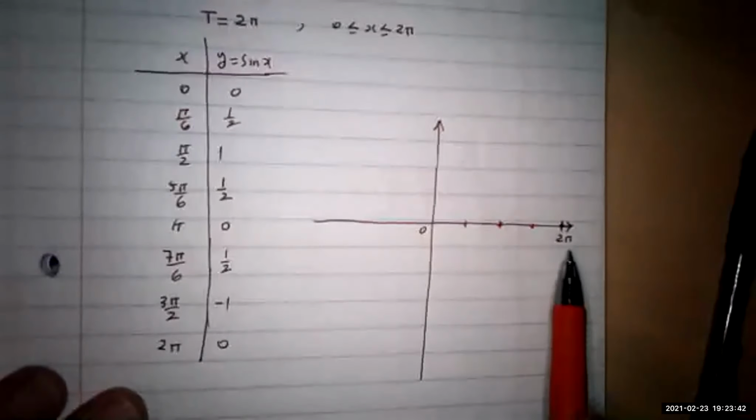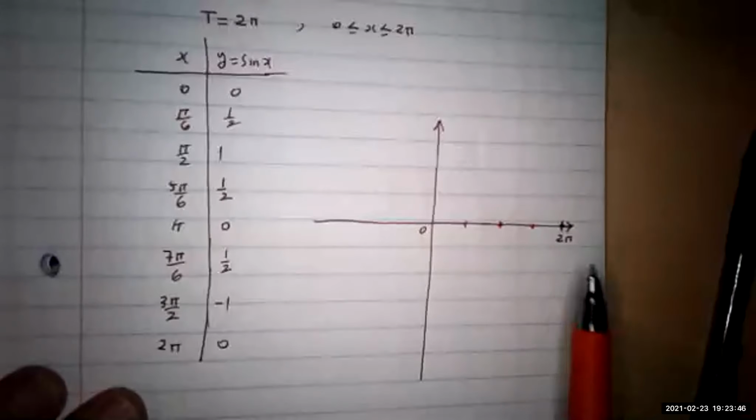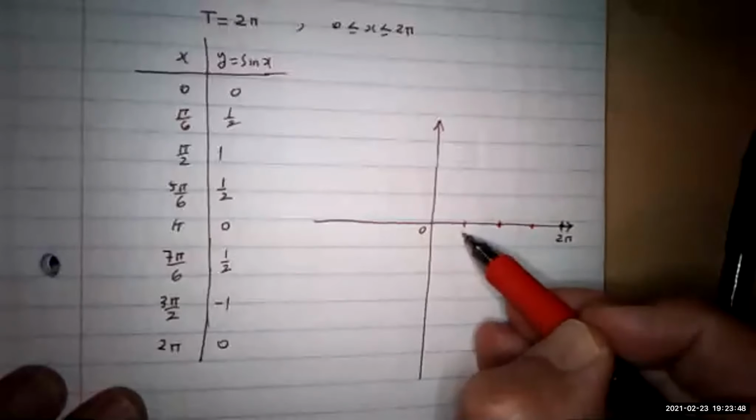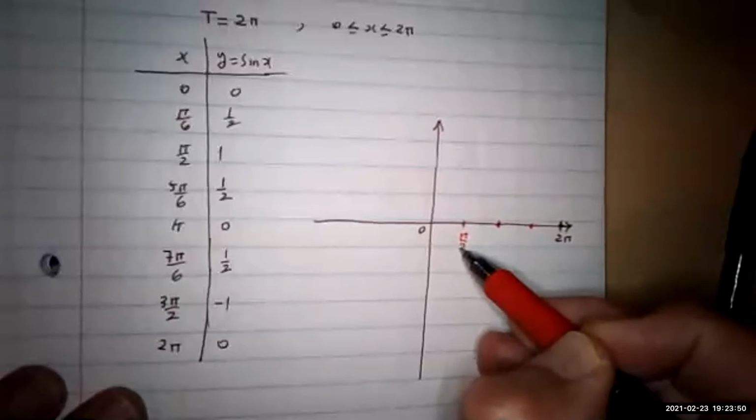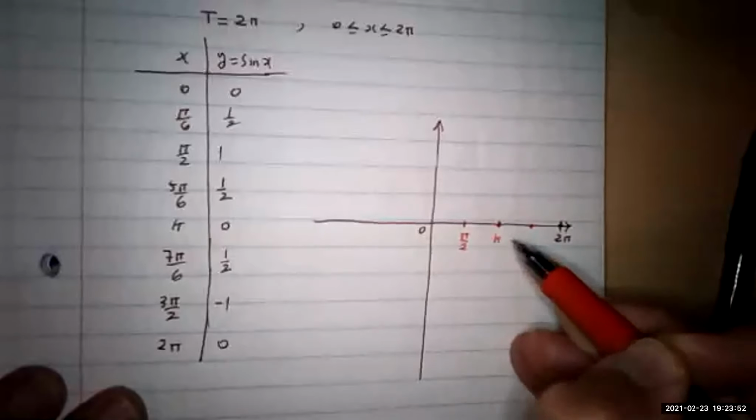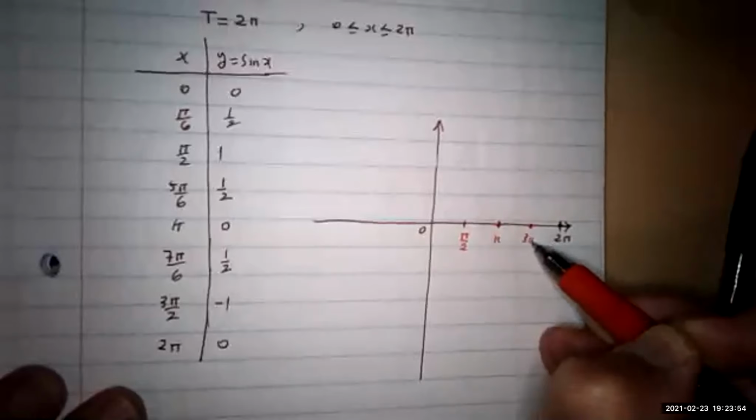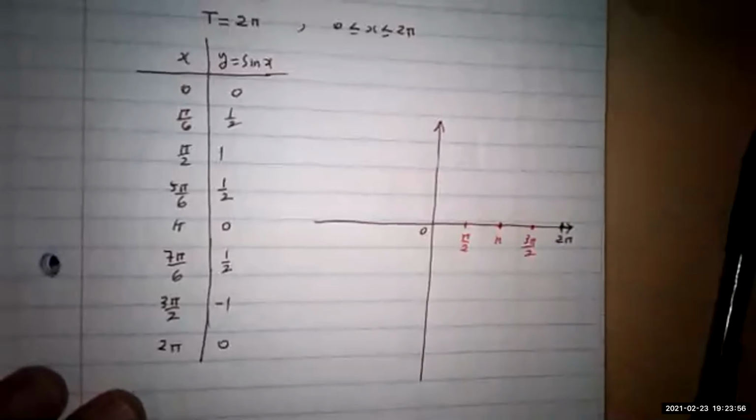Okay, now identify it. If you divide, this is 360 degrees. If you divide it by 4, that gives you pi half. That gives you pi. This is going to be 3 pi half and the 2 pi.